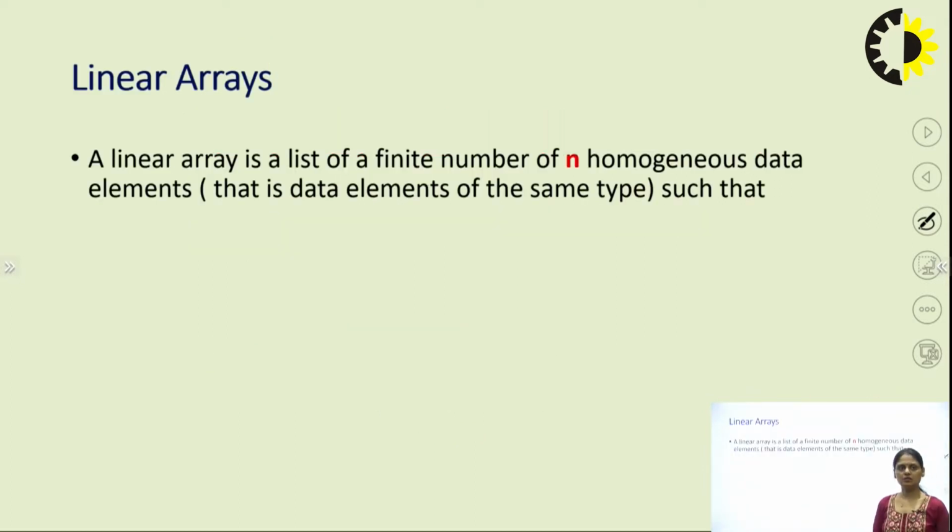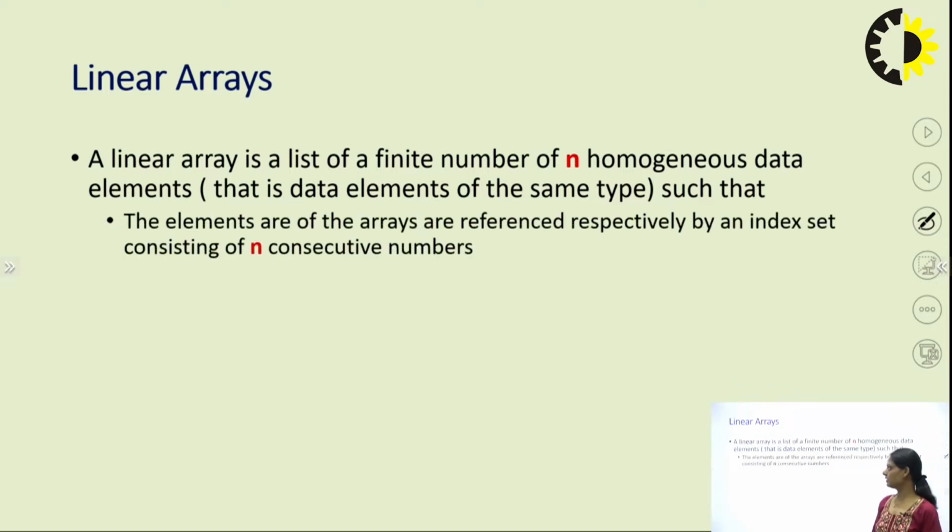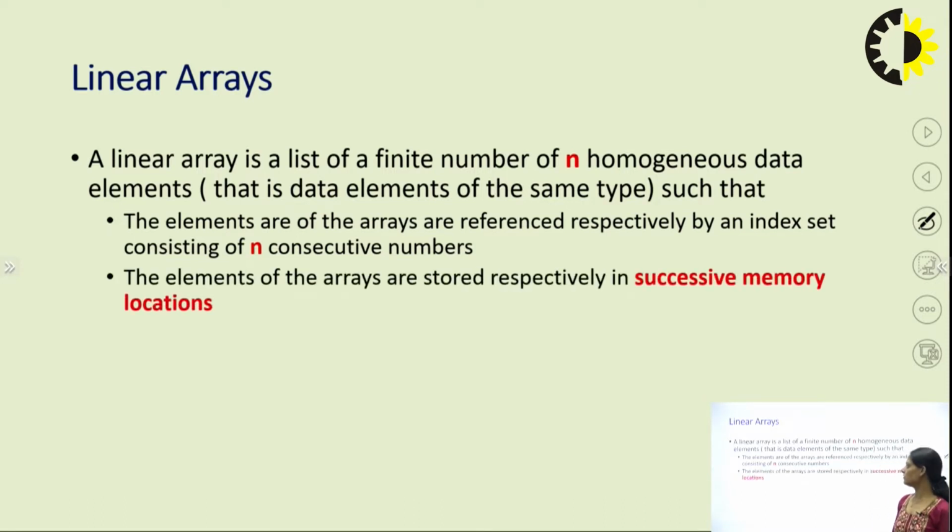Now the linear arrays, or we can say the 1D array only. A linear array is a list of a finite number n of homogeneous data elements, that is data elements of the same type. Homogeneous means the same type of elements, such that the elements of the array are referenced respectively by the index number consisting of n consecutive numbers, as we have seen in the previous example. The elements of the array are stored respectively in successive memory locations.